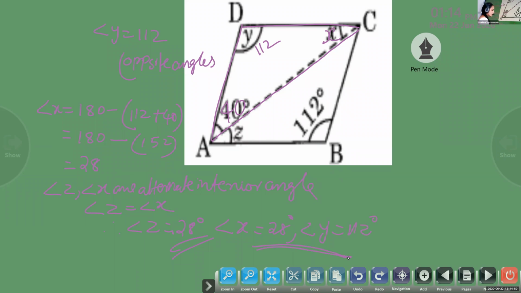Finally, you have to write all the values you got. Question is find X, Y, Z, isn't it? So write the values. X equal to 28 degrees, Y equal to 112 degrees, and Z equal to 28 degrees. Anybody wants to repeat this? I will explain once again. Ma'am, can you explain alternate interior angles? You want me to explain alternate interior angles?